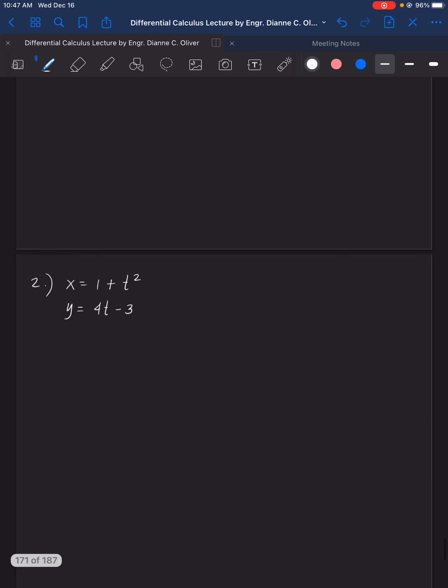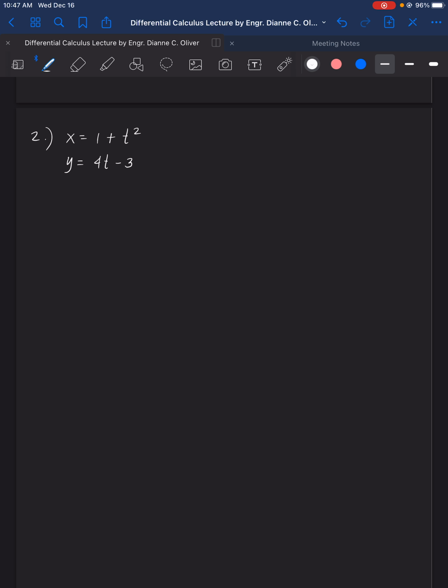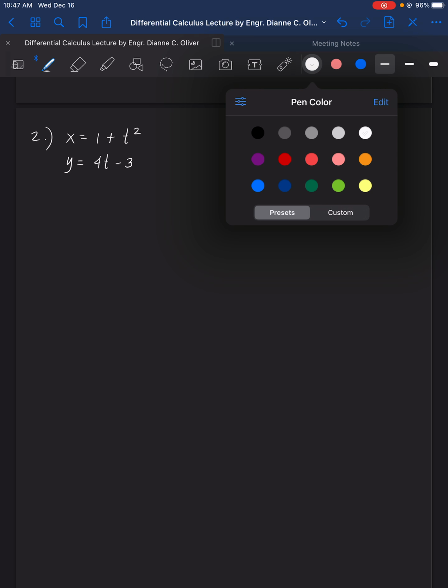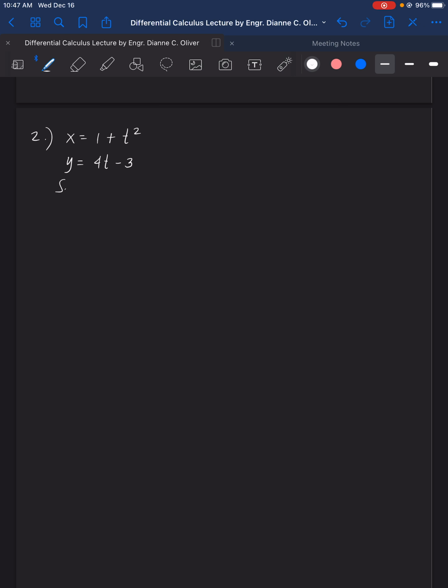Okay, now let's proceed to example number 2. We have the equation x is equal to 1 plus t squared and y is equal to 4t minus 3. So let's follow the pattern set in the previous example. First, we will derive x with respect to t, so dx over dt. This becomes 0 plus 2t, therefore dx over dt is equal to 2t.